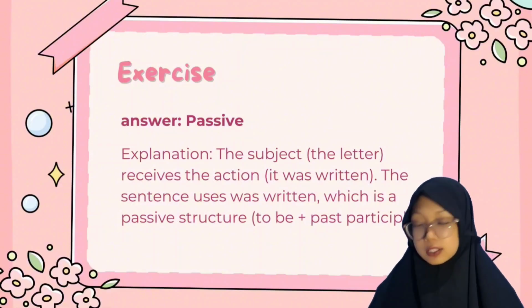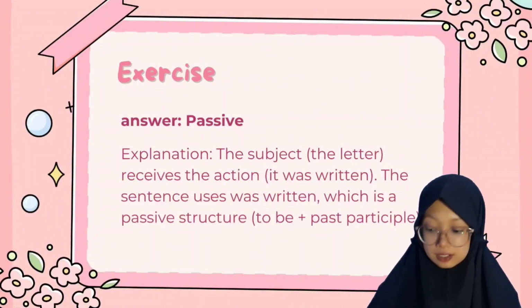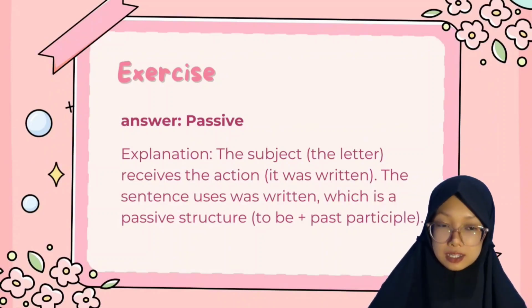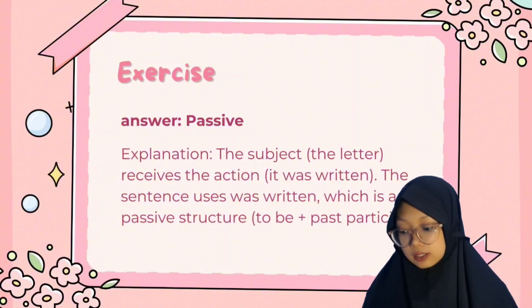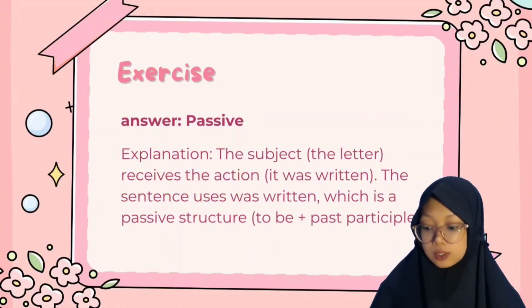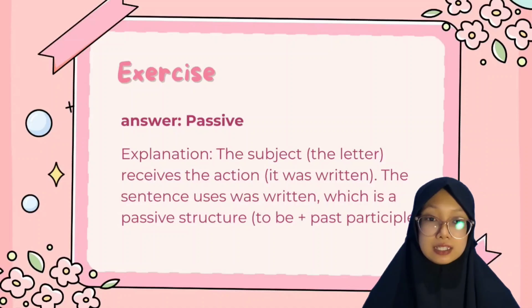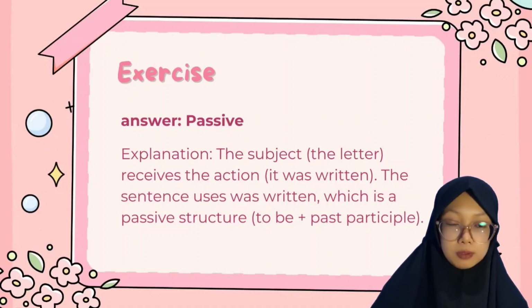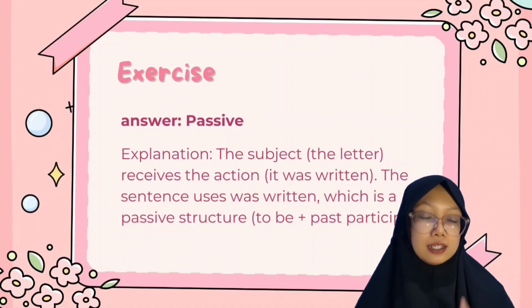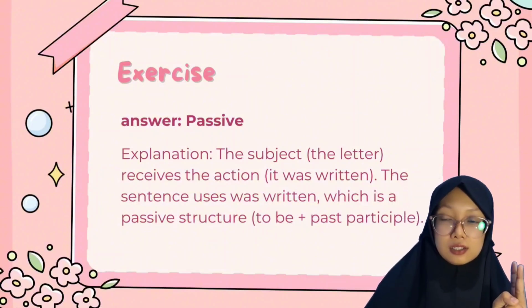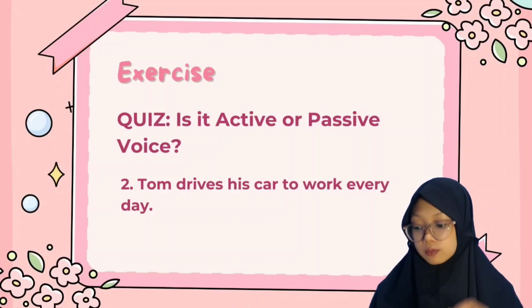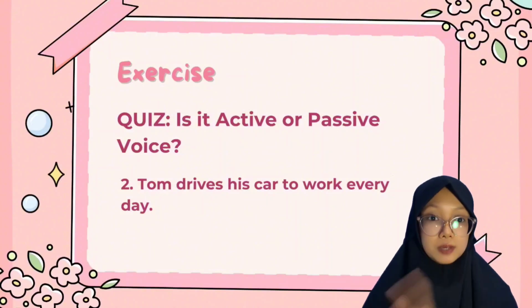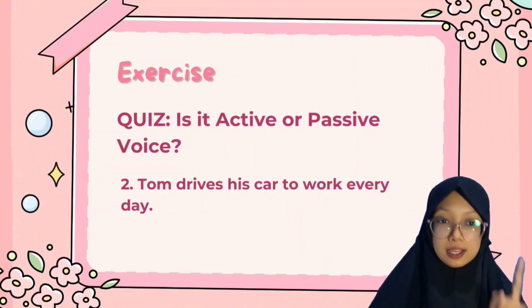Why? Because the subject, that is the letter, receives the action. The action is was written. The sentence used was written, which is a passive structure, that is to be plus past participle. Alright? And then we go next to question 2. That is, Tom drives his car to work every day. Is that passive voice or active voice?